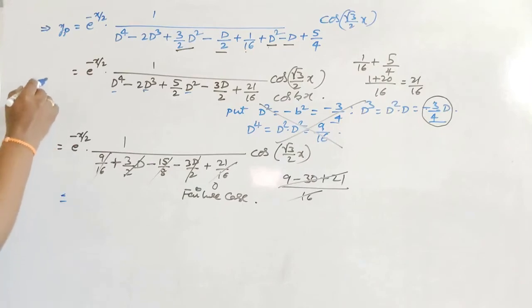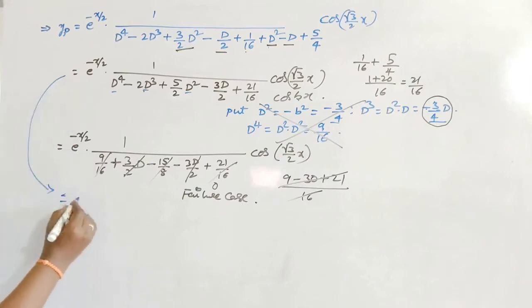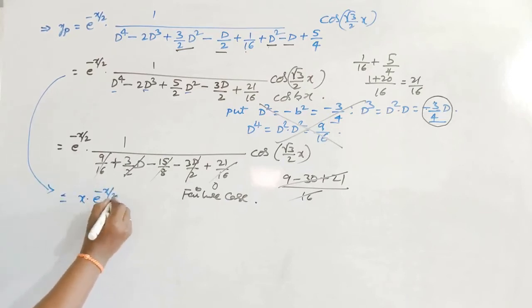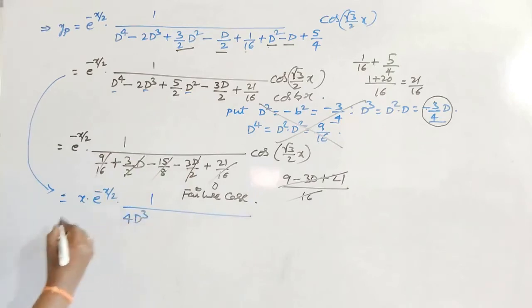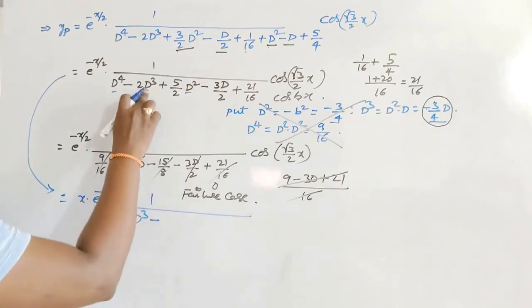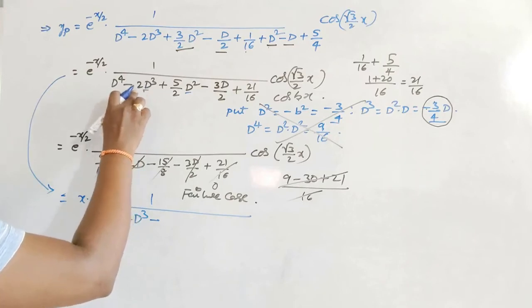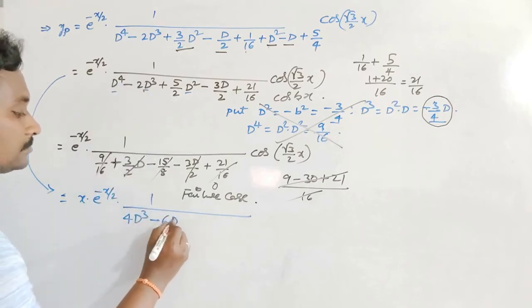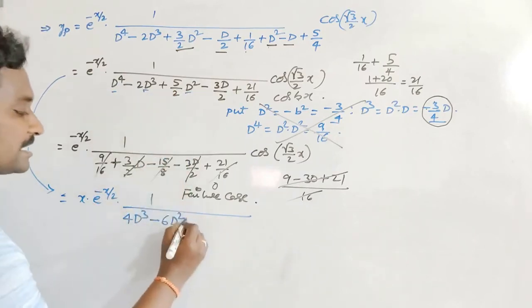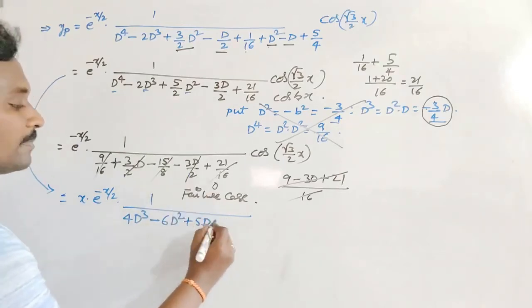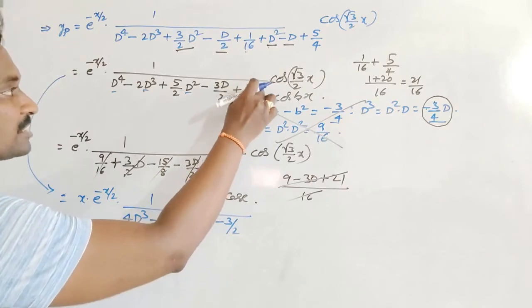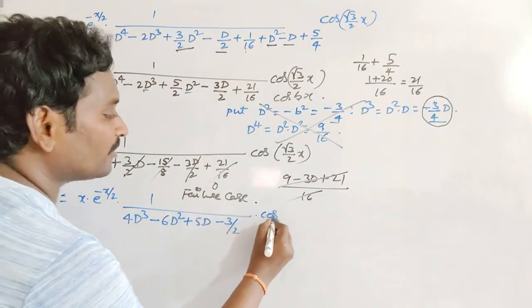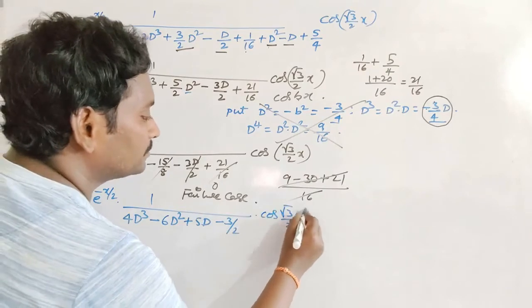So from this step, x into, write 1 x outside, e power minus x by 2 into 1 by the derivative of the denominator, which is 4D cube minus, derivative of D cube is 3D square, 3 into 2, 6D square, plus, 2 2s getting cancelled, simply you will get 5D minus 3 by 2, because derivative of D is 1 and derivative of the constant term is 0, into cos of root 3 by 2 x.